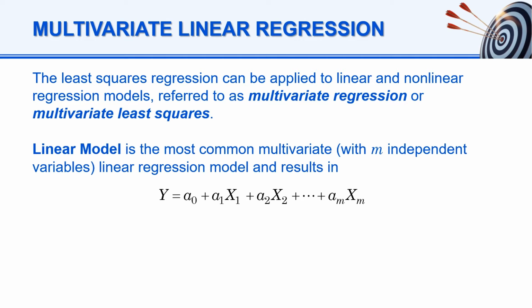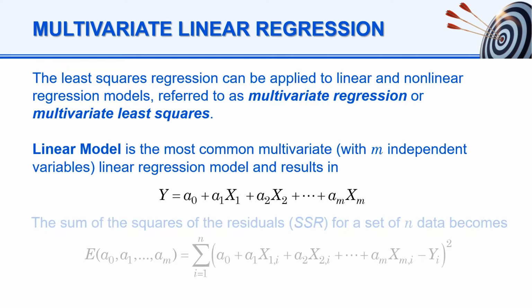x1 through xm are the independent variables. They are the factors or predictors that are assumed to influence the dependent variable. The relationship between the dependent variable and independent variables is assumed to be linear. This means that the change in the dependent variable is proportional to the change in the independent variables.